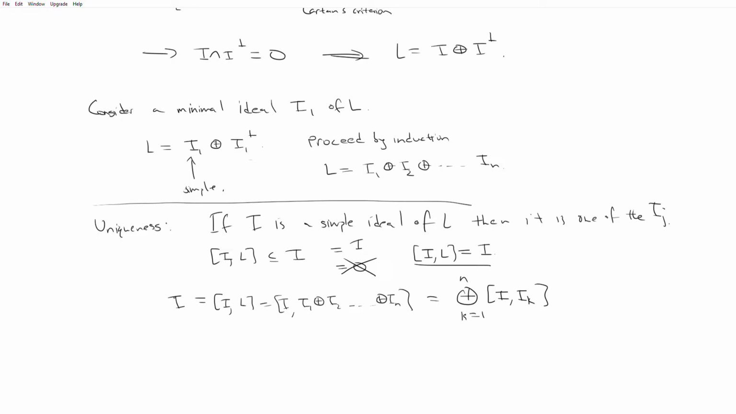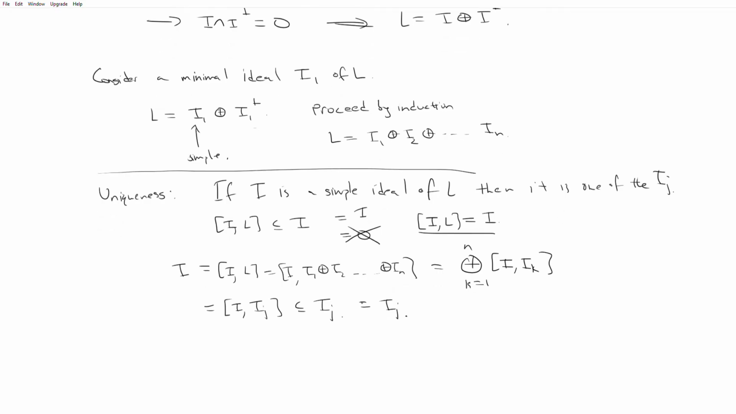And so by the simplicity of I, only one of these terms can stay, otherwise I is not simple. So let's say it's j, that j is the term that stays. Then we say this is equal to [I_i, I_j], right? And so by the same logic above, this is contained in I_j because I_j is a simple ideal. However, it has to actually equal I_j because I_j is simple. And so it's either 0 or it's I_j, and it's obviously not 0. And so that shows that I is equal to I_j. And so if I is a simple ideal, then it is one of the I_j.